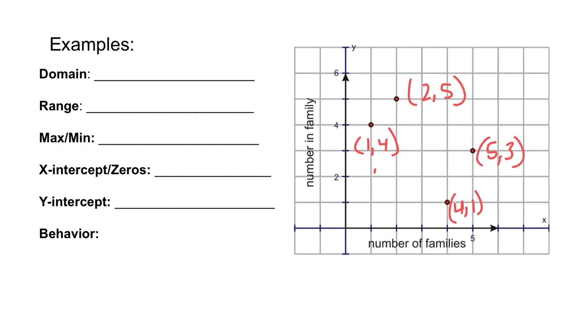So to give our domain and our range for discrete data like this, we just list our numbers out using those curly brackets, making sure to list them in order from least to greatest. So the domain of this would be {1, 2, 4, 5}, because that's the x values from least to greatest. The range of this would be my y values, again, from least to greatest. So my y's are {1, 3, 4, 5}.